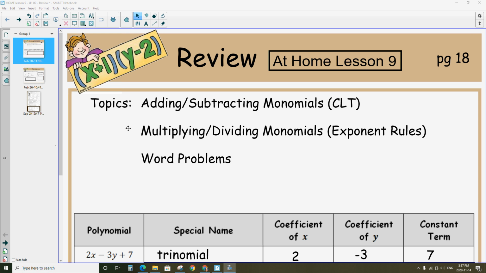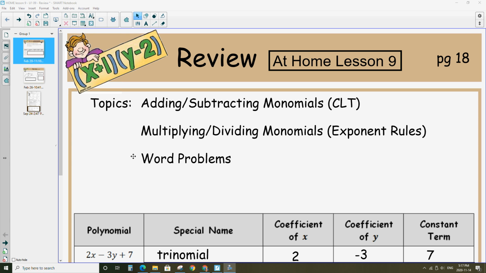I'm going to be checking to make sure that you know how to add and subtract monomials, another name for that would be collecting like terms. The other thing you should know how to do is multiply and divide monomials, right? Know your exponent rules. If you're multiplying, you're going to add the exponents. If you're dividing, you're going to subtract the exponents.